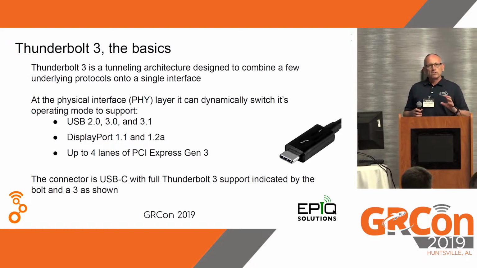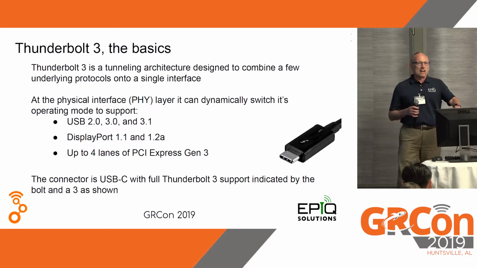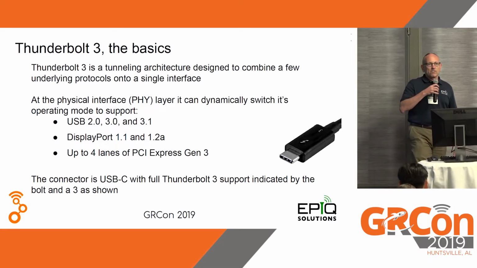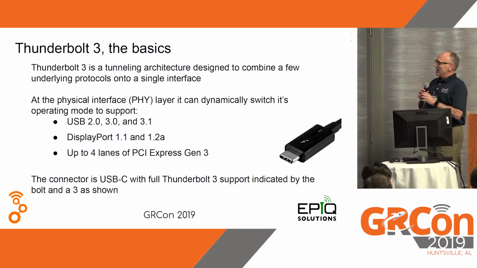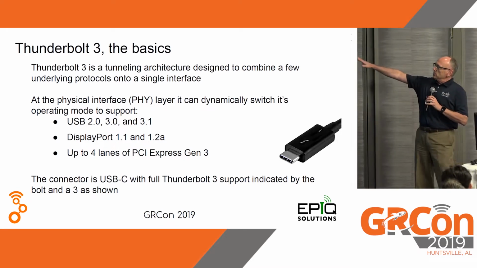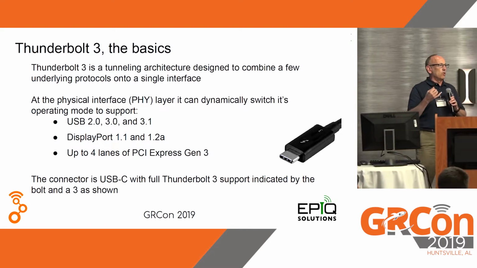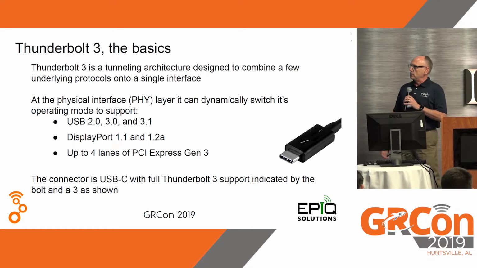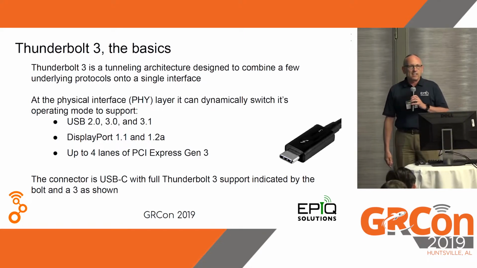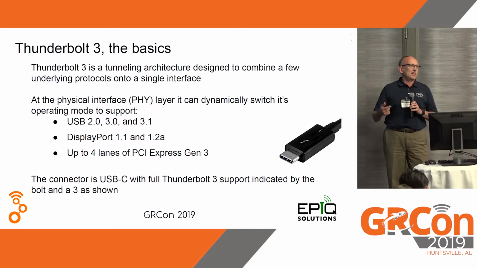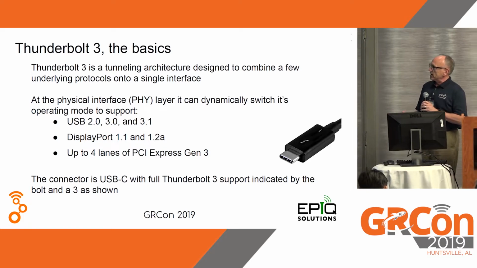So Thunderbolt 3 is basically a tunneling architecture that allows you to use a variety of different protocols. It supports USB 2, USB 3, DisplayPort, as well as PCIe. So you get 4 lanes of PCIe Gen 3, and that's really what we're so excited about.